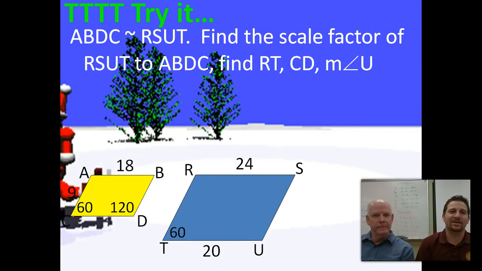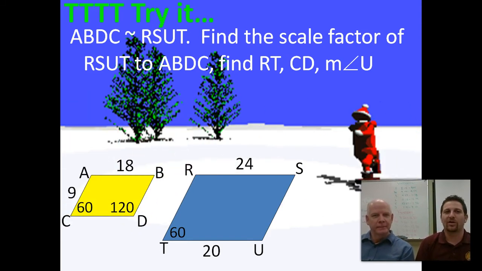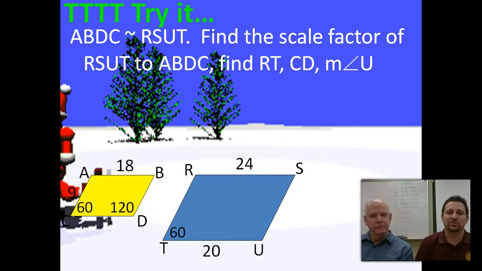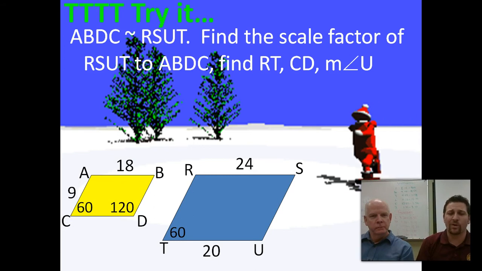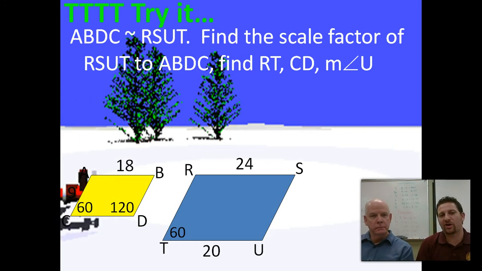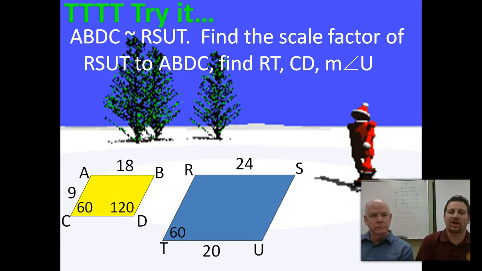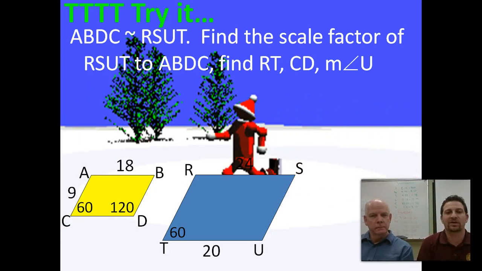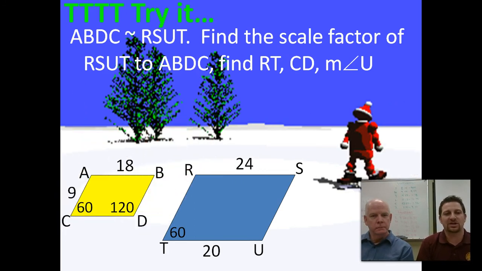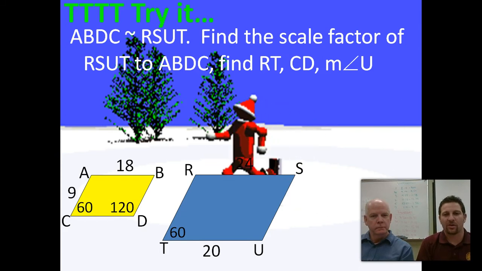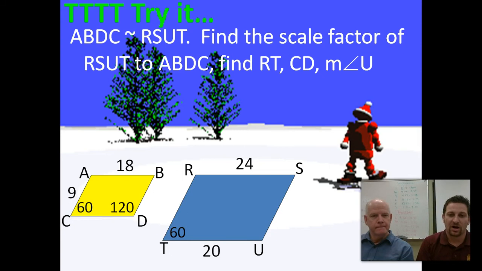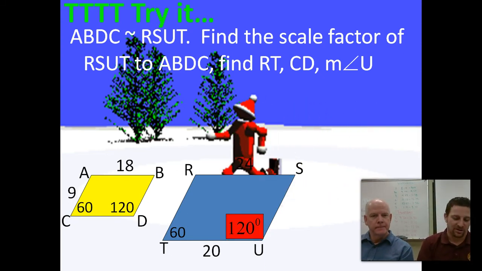So we've got parallelogram ABDC is similar to parallelogram RSUT, and we want to find the scale factor of RSUT to ABDC, and we want to find RT, CD, and the measurement of angle U. Since they're similar polygons, they have congruent angles in the corresponding spots. So if angle C is 60 and angle T is 60, then if angle D is 120, angle U must also be 120.